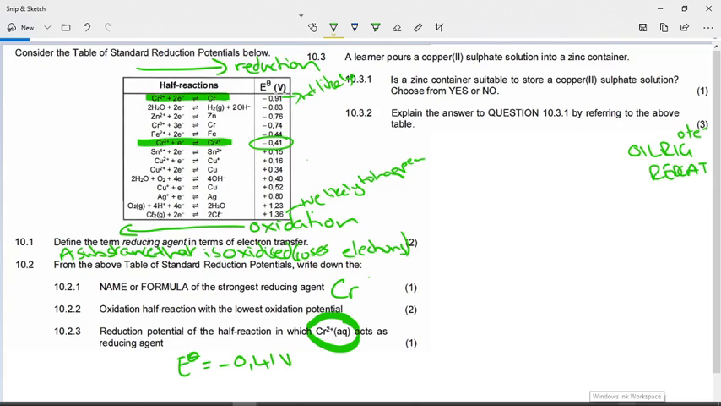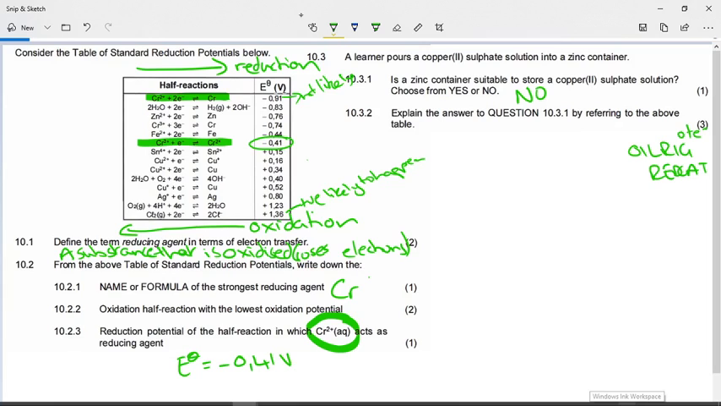Okay, now it says to you, a learner pours copper 2 sulfate into a zinc container. Is a zinc container suitable to store a copper sulfate solution? Choose from yes or no. Well, the short answer here is no. If you have ever put a piece of zinc into a copper sulfate solution, you will notice that the copper sulfate solution goes from being blue to colorless, and the zinc goes from being a shiny silver metal to disappearing, and you get this black and reddish brown thing precipitating out in the container.